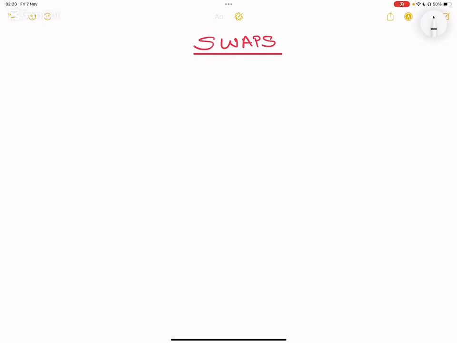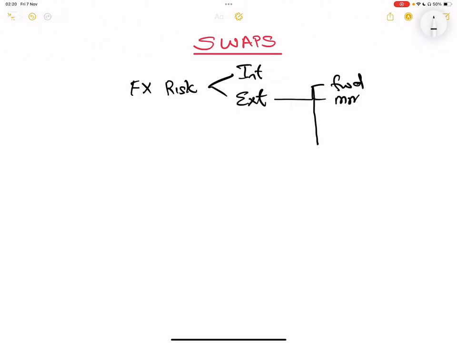We are still on FX risk management. And remember, we said to manage FX risk, usually you can use an internal method or an external method. We've been looking at external methods for some time now, things like forwards, money market hedge, futures, options. The last video actually focused on options. And now we're looking at swaps. So this is done, done, done, and done.